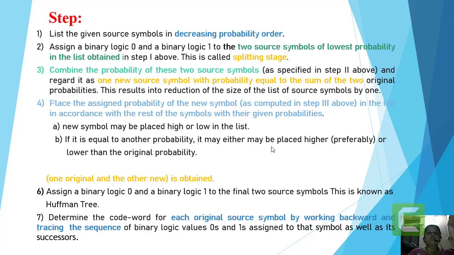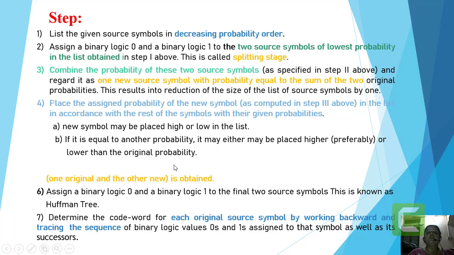The third stage, we have to combine the probabilities of the last 2 or 3 source symbols, and regard it as a new source symbol with a probability equal to the sum of those 2 or 3 source symbols. Then we have to place this new symbol's probability in the list in accordance with the rest of the symbols with their given probabilities.